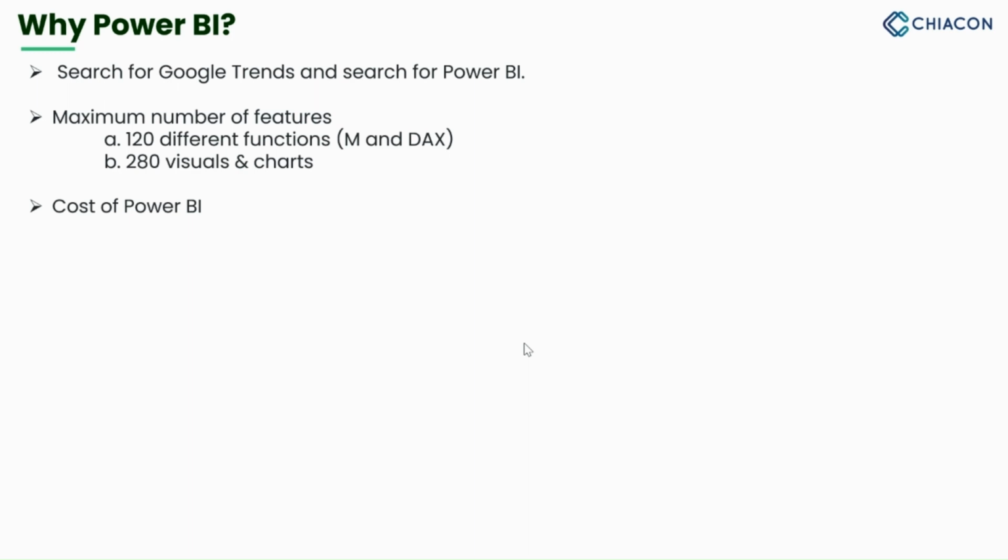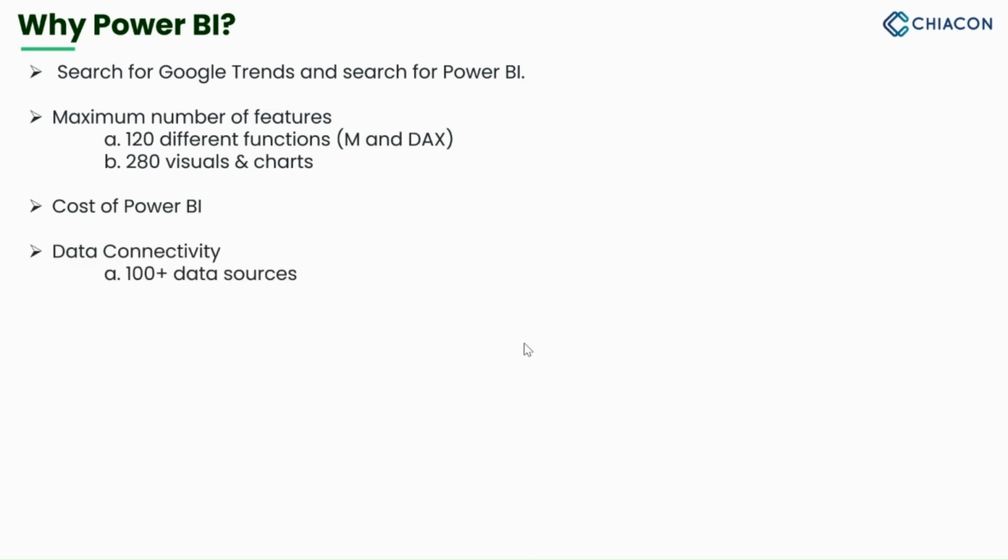Next come to cost of Power BI. Cost of Power BI is cheapest as per the Gartner's Magic Quadrant in comparison to other BI tools. Cost means the license. If we are talking about the cost of Power BI, it means the licensing part of Power BI.